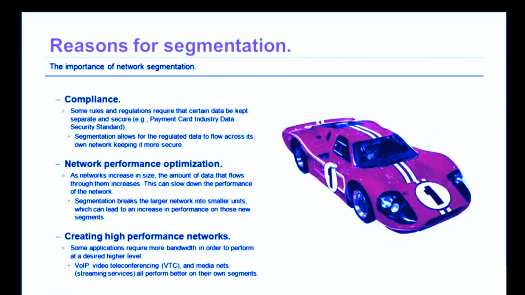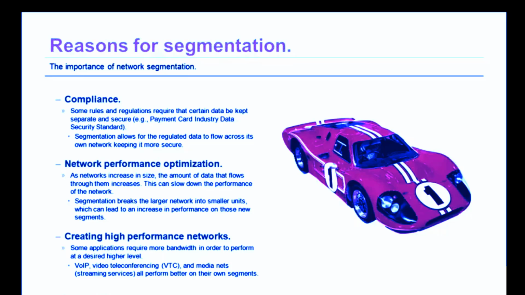Another reason for segmentation would be for network performance optimization. As a network increases in size, the amount of data that flows through them usually increases. This can slow down the performance of the network. Segmentation breaks the larger network into smaller units, which can lead to an increase in performance on those segments.